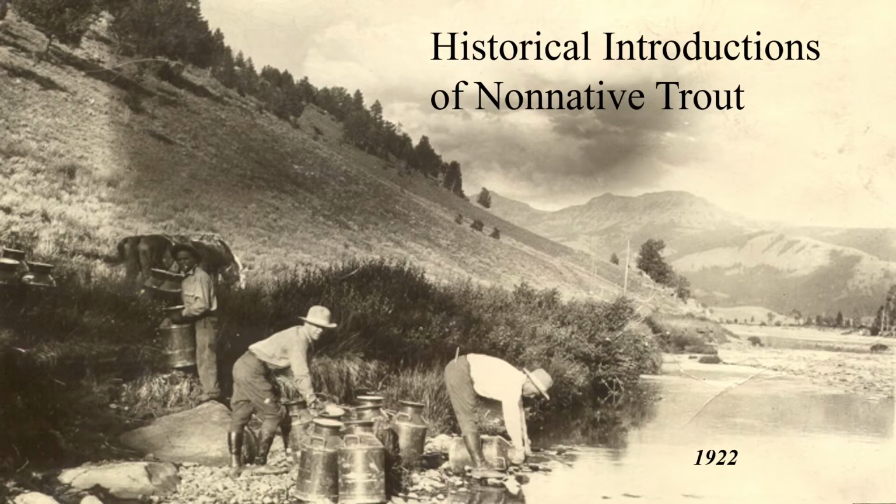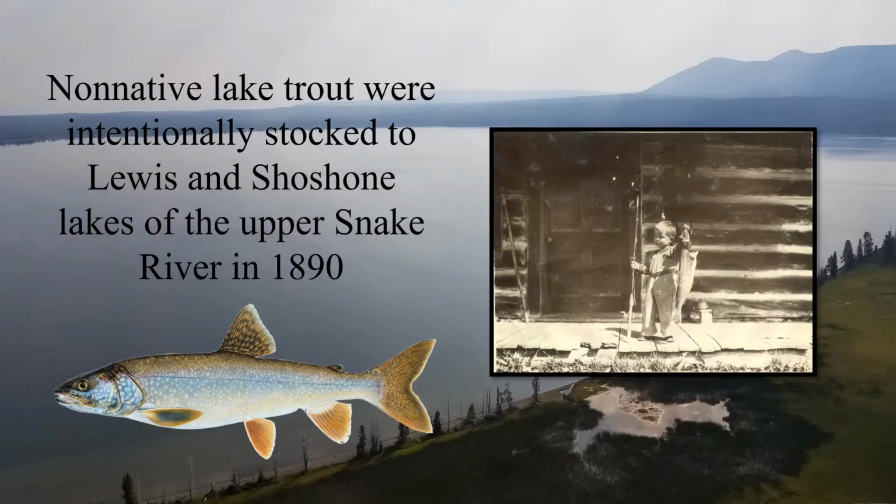The problem occurred when historical introductions of non-native trout came to Yellowstone in the early 1900s. One significant introduction of non-native fish occurred in 1890 when lake trout, which are native to the Great Lakes and portions of Canada, were introduced to Lewis and Shoshone Lakes in the Upper Snake River.